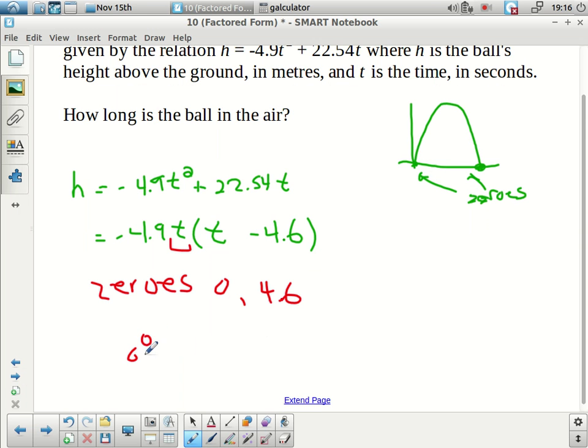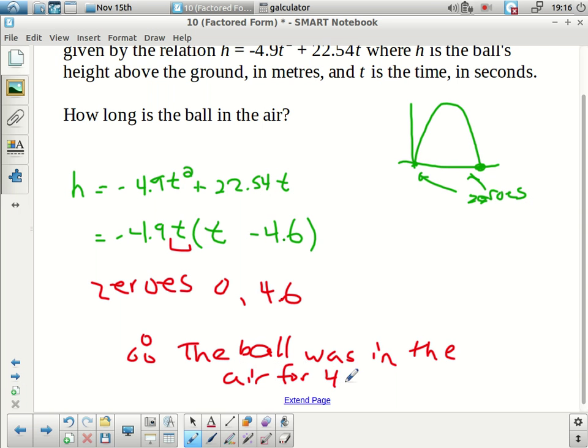So therefore, the ball was in the air for 4.6 seconds.